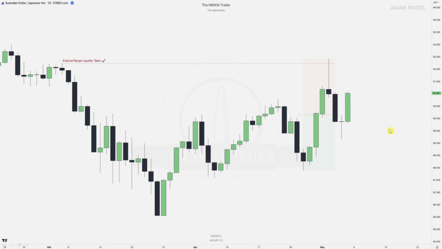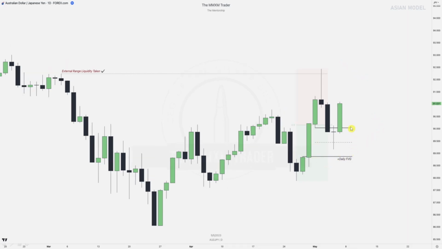And how does that look with premium and discount levels drawn out? Over here we've got our range low, into equilibrium down here, and then eventually, because we took out that external range liquidity, this is our dealing range high or our premium high. So over here we've got that daily fair value gap after we took out that external range liquidity, and that was our draw on liquidity going from external to internal.